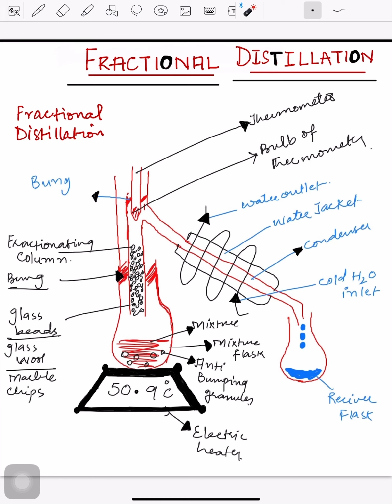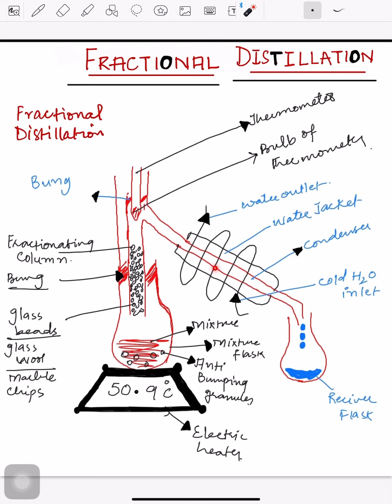Okay. So for example, if the fractionating column is not filled, then what will happen? The fraction will move from here and it will move straight away up, okay? But right now, if these are filled here, it will move left, right, left, right, top, bottom, left, right, top, bottom. And finally, a very pure fraction will be obtained and will move towards the condenser.